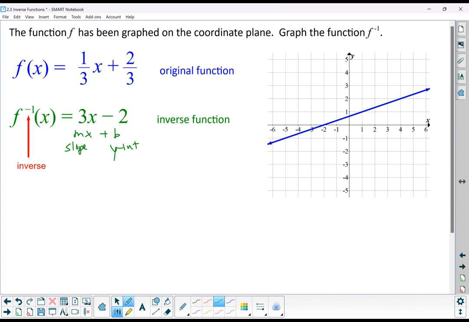We haven't really graphed a lot this year yet. So here's our y-intercept of negative 2, and we're going to count off a slope of 3. That's up 1, 2, 3, over 1, up 1, 2, 3, over 1, and we can draw that line.